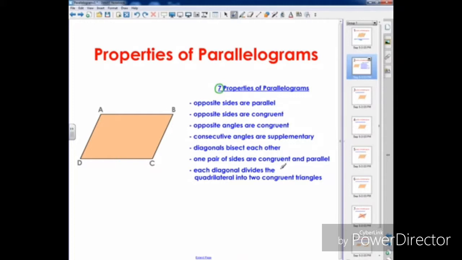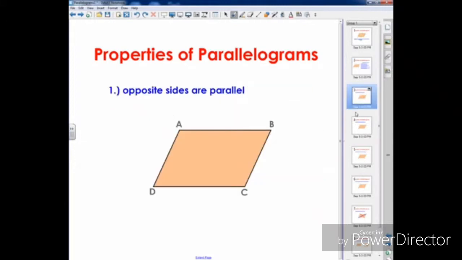We have 7 properties of a parallelogram. So here are the 7 properties. Number 1, opposite sides are parallel. Number 2, opposite sides are congruent. Number 3, opposite angles are congruent. Consecutive angles are supplementary. Diagonals bisect each other. One pair of sides are congruent and parallel. Each diagonal divides the quadrilateral into 2 congruent triangles.